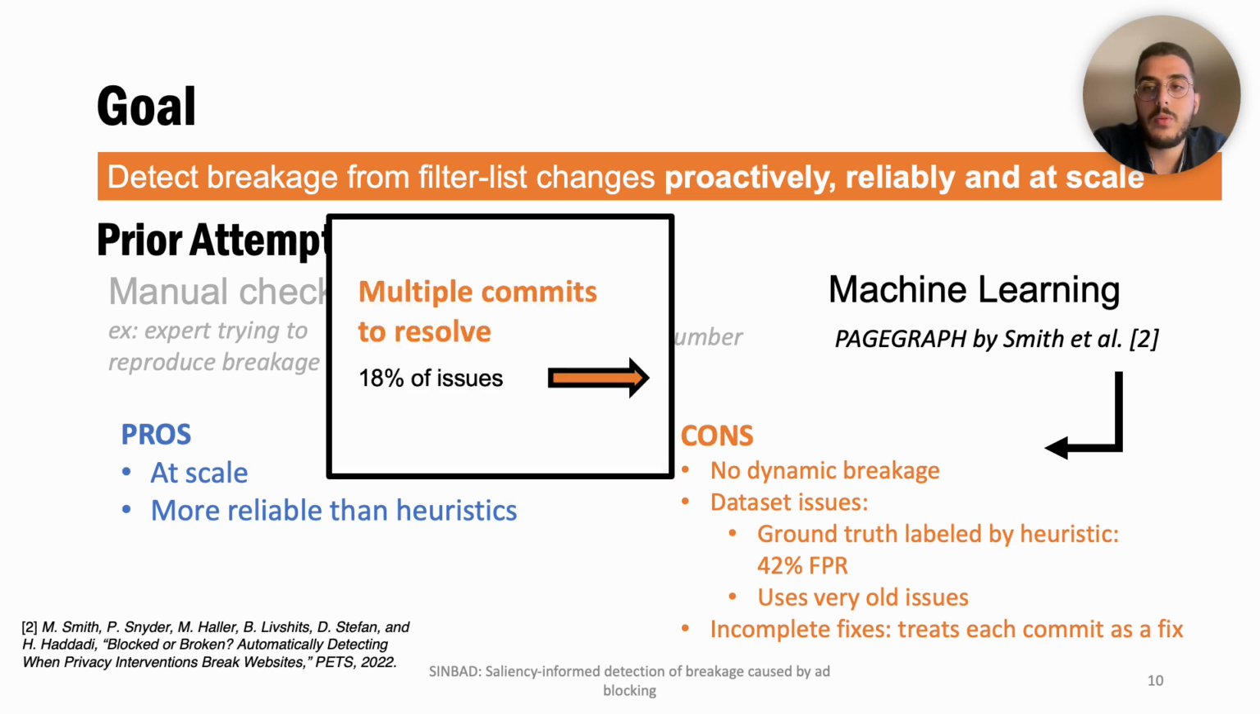Remember when we said that some breakage issues take multiple commits to resolve? Well, this approach takes each fixing commit as a separate breakage issue, including those intermediary commits that don't necessarily fix the breakage. We also could not run page graph as is because of many deprecated libraries, so we did our best to re-implement its features.